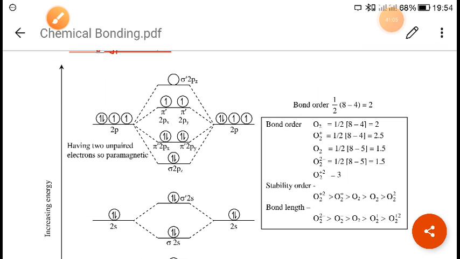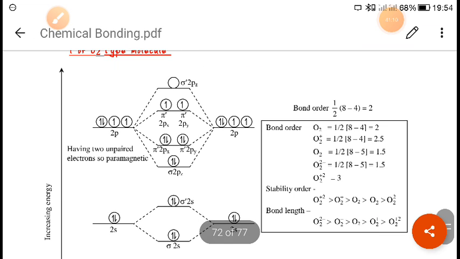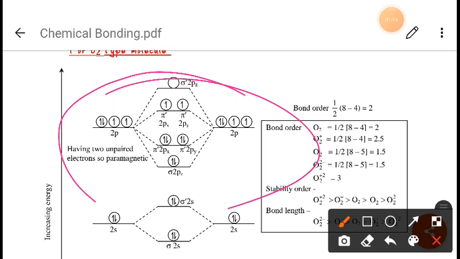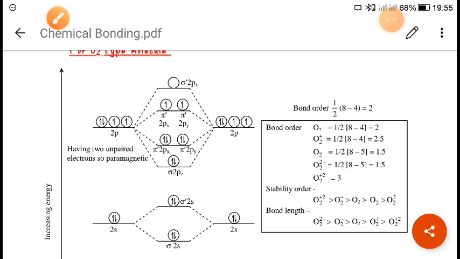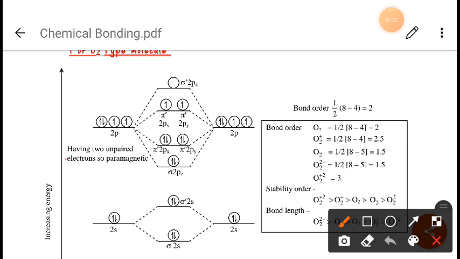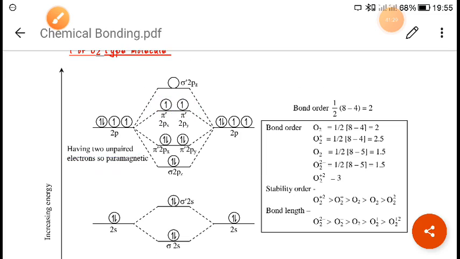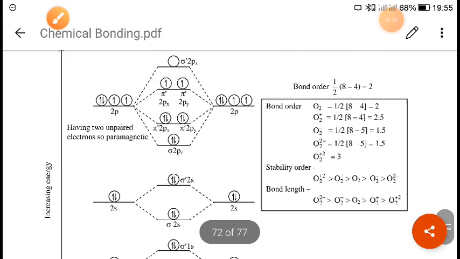Okay, so as you can see, this is the molecular orbital diagram of O2, right? Now next, here you can see there are two unpaired electrons, this one and this one. So I will tell you what is the role of these unpaired electrons, as we have seen everything.